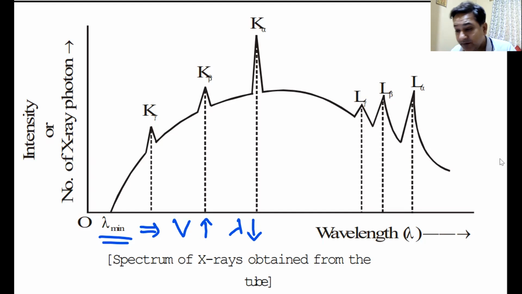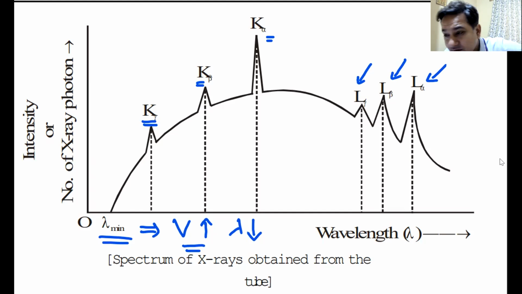Okay, so this lambda minimum only depends on the potential difference. And therefore, we have this continuous spectrum. It does not depend on the type of the metal. But then we have these spikes in between. And what are these spikes? All of a sudden, we get a spike. These spikes are coming because of the characteristic X-rays, because electrons are also going to be knocked off from their inner shells. And the most number of electrons are knocked off from your K shell. Do we understand this?